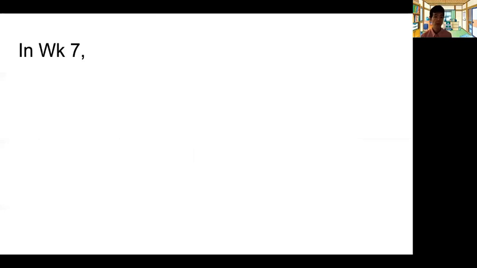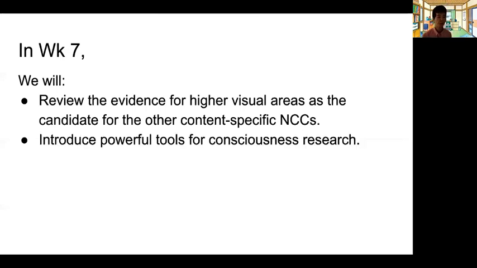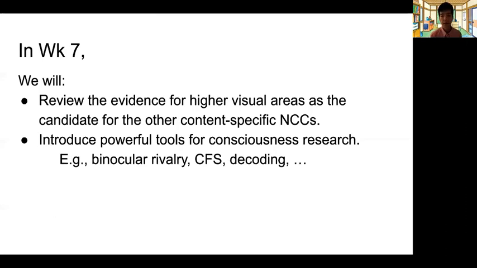So this week, week 7, we will review the evidence for higher visual areas as the candidate for the other content-specific NCCs. And I will introduce powerful tools for consciousness research. Okay, and that includes binocular rivalry, continuous flash suppression, and the decoding of the neural activity.